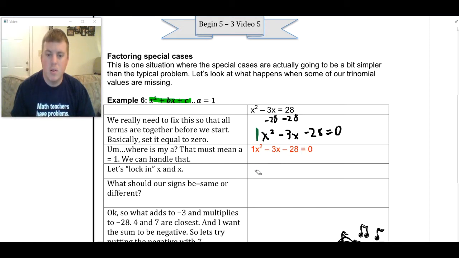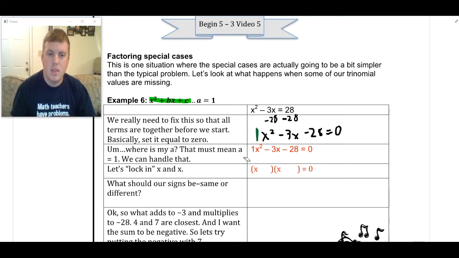The next thing we are going to want to do, just like we've been doing so far, is lock in our x's. In this case, we have a 1 in front of the x squared. The only possible combination of integers that I can multiply together to get 1 are 1 and itself. So that's how we know that both of these front terms are going to be x with no numbers in front, because we can't multiply any other numbers but 1 to have this multiply out to be 1x squared.